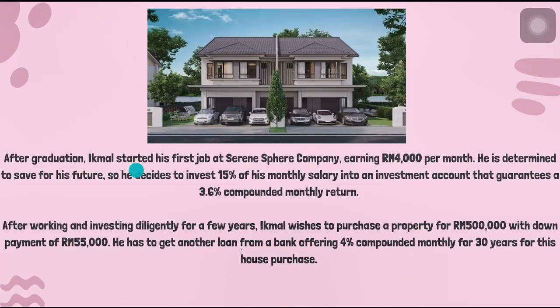After graduation, Iqmal started his first job at Srin Spear Company, earning 4,000 ringgit per month. He is determined to save for his future, so he decides to invest 15% of his monthly salary into an investment account that guarantees a 3.6% compounded monthly return. After working and investing diligently for a few years, Iqmal wishes to purchase a property for 500,000 ringgit with a down payment of 55,000 ringgit. He has to get another loan from a bank offering 4% compounded monthly for 30 years for this house purchase.